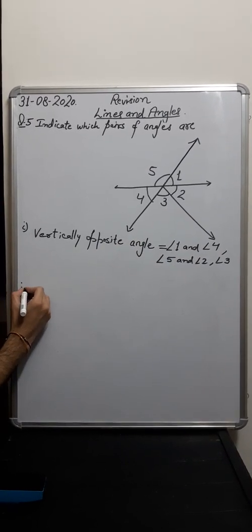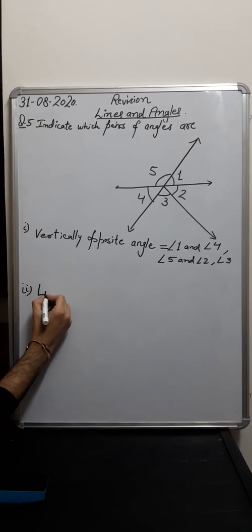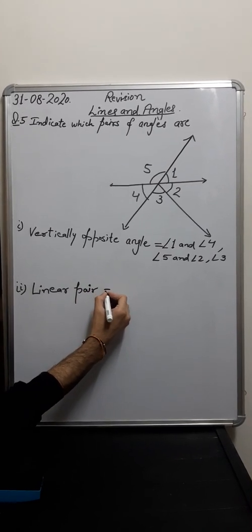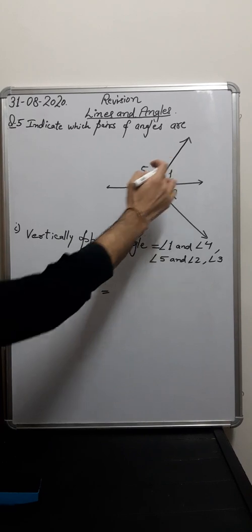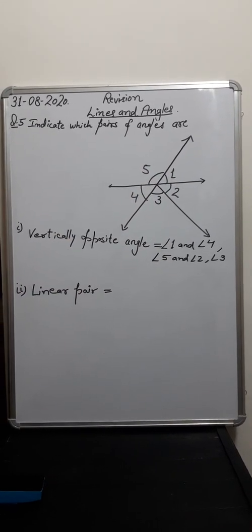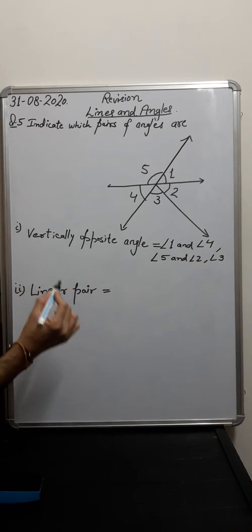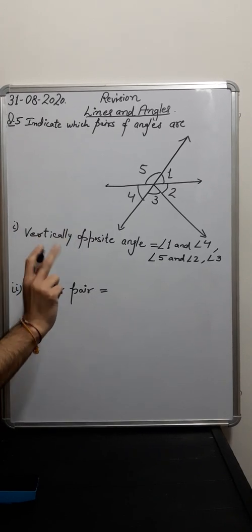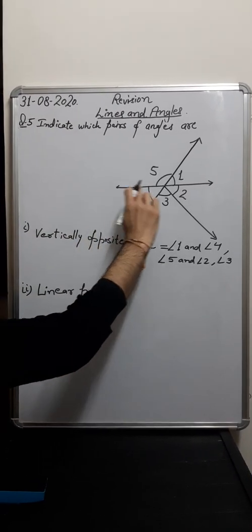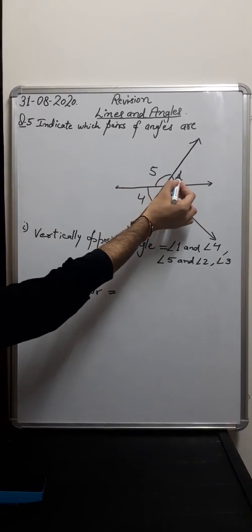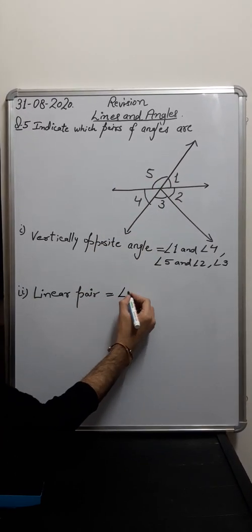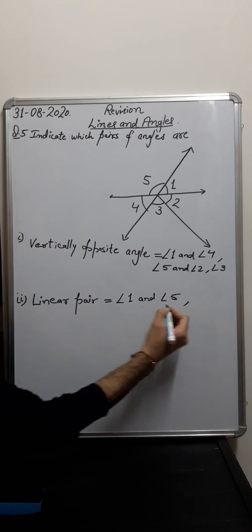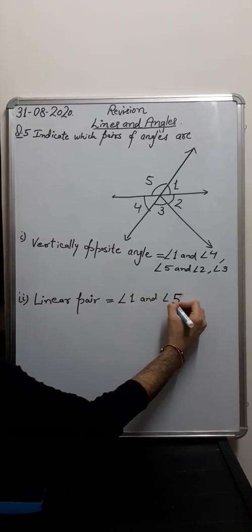The next part is linear pair. With the help of this diagram we have to tell which pairs are linear pairs. A linear pair is a pair of angles which lie on a straight line, and it consists of two angles because it is a pair. This is a straight line. On this straight line we can see angle 1 and angle 5. So the first pair will be angle 1 and angle 5.